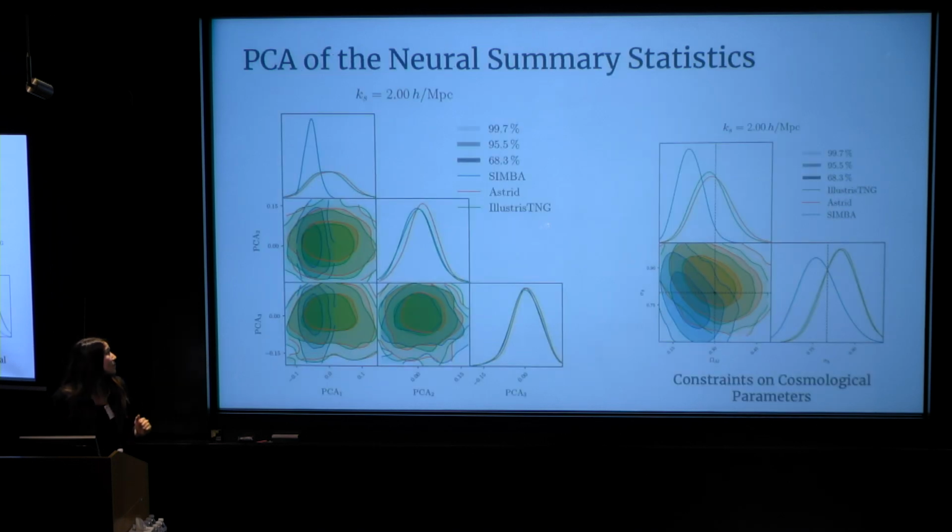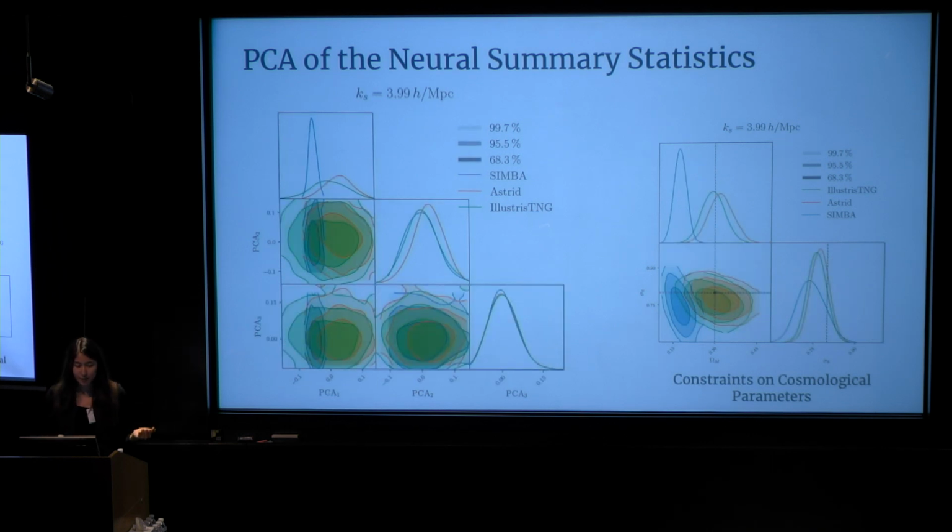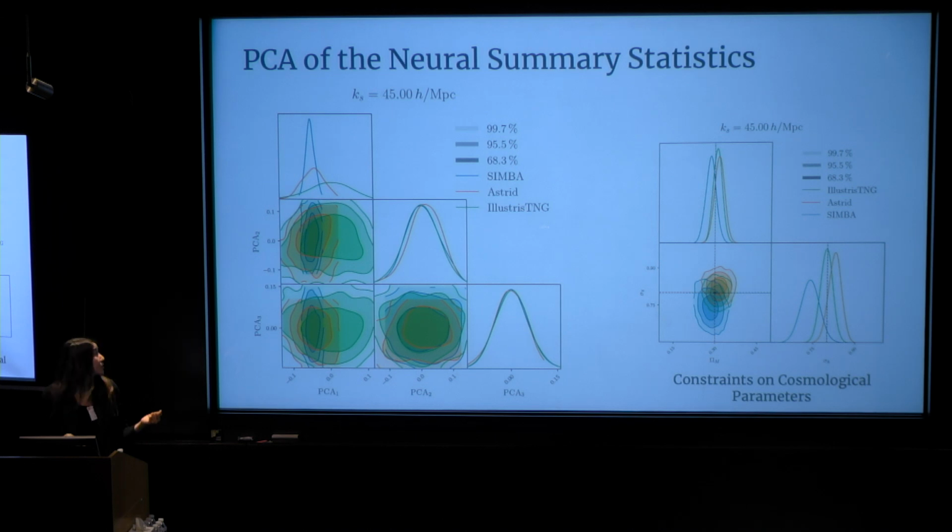And then we can also take a look at the principal component analysis of the neural summary statistics to try to understand what exactly they encode that allows them to separate these distributions. As I'm flipping through different smoothing scales, we see that most of the variations happen in principal components 1 and 2.